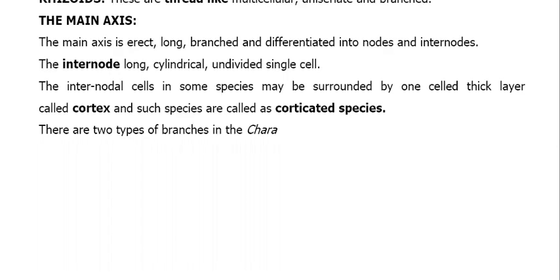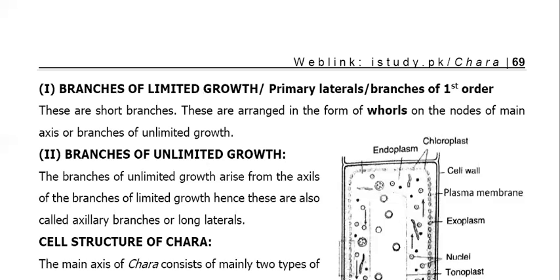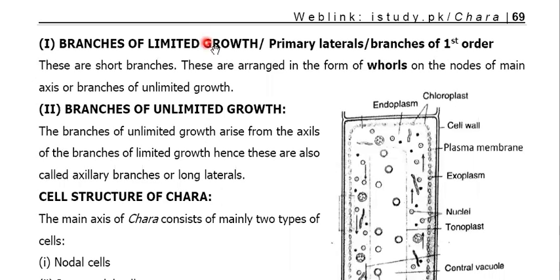There are two types of branches in the Chara. Number one, the branches of limited growth, primary lateral branches of first order. These are short branches. These are arranged in the form of whorls on the nodes of the main axis. The second type is the branches of unlimited growth.